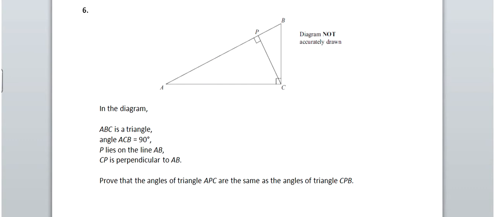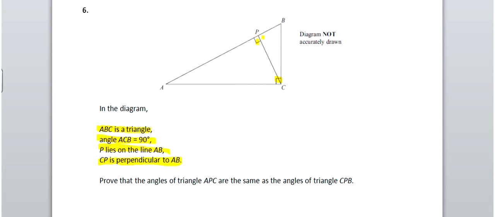So in this question we're given a whole load of information. We're given a triangle. The writing down here normally just tells you what's in the diagram. So let's just go through it. ABC is a triangle, we can see that. ACB is 90 degrees, that's this 90 degrees they've put on here. P lies on the line AP, well, we can see that here, and CP is perpendicular to AB. So CP, that's this right angle here they're telling us, and of course there's a right angle there to match it.